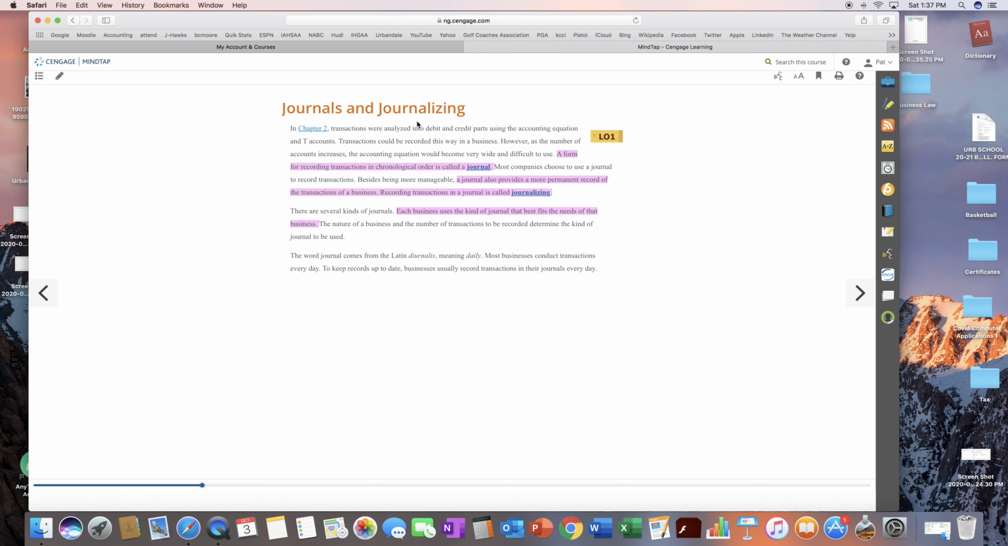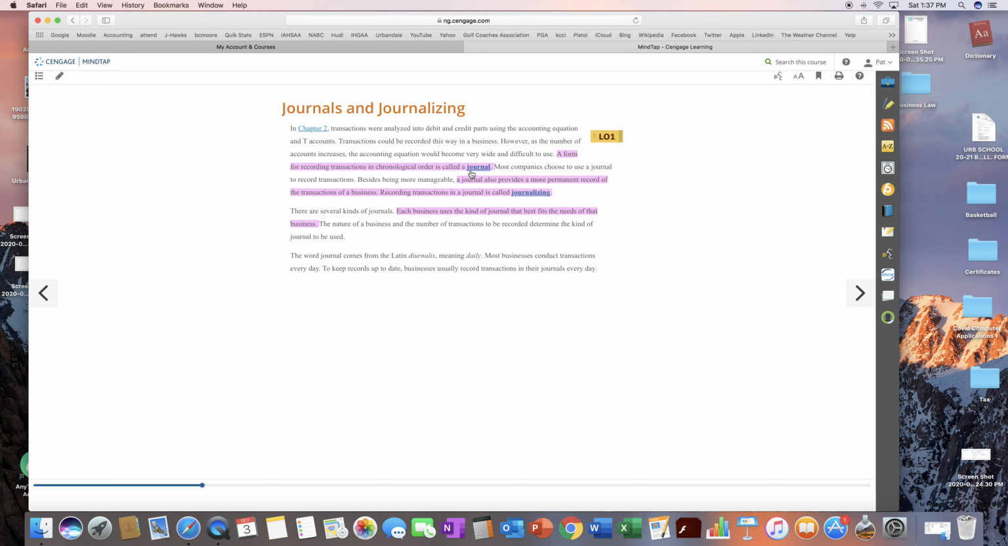Here for journalizing, basically, like we mentioned before, chapter 2 had T accounts where we put the debit and credit parts. It's important to remember debits on the left, credits on the right. A form of recording transactions in chronological order is a journal. We're going to be working in what we call the general journal, just a plain journal right now.